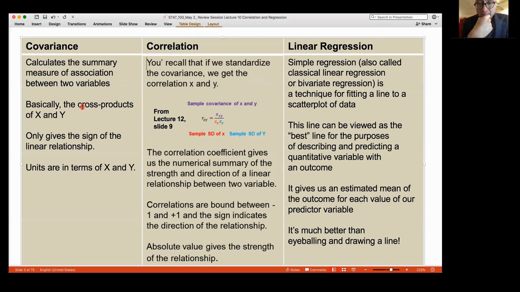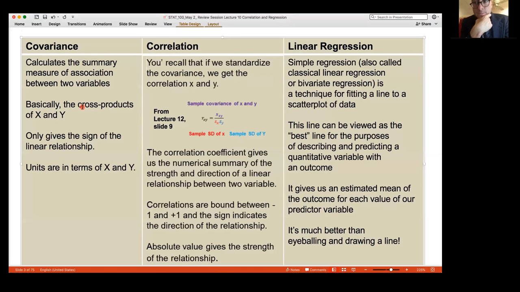But the insight and the input from the correlation as a descriptive statistic is that it gives you a measure of strength. So a correlation in one study, with different values and units of X and Y, can be compared across different studies with other values for X and Y. And a correlation is, by definition, as a result of the math, bound between -1 and +1. And the sign indicates the direction of the relationship.